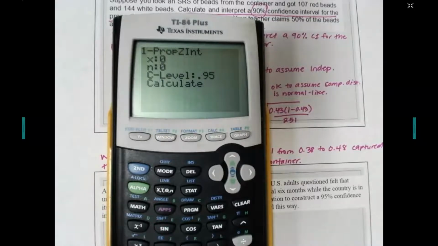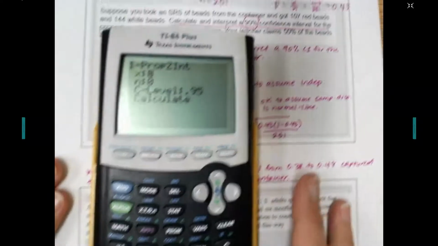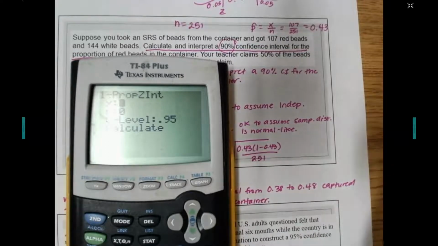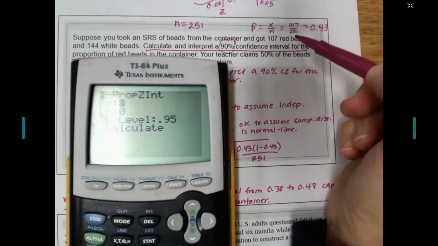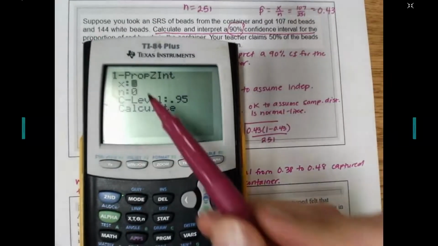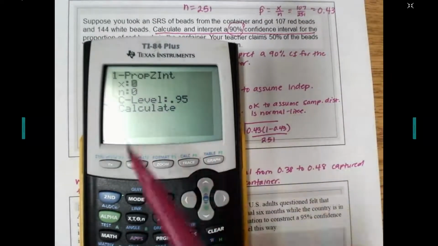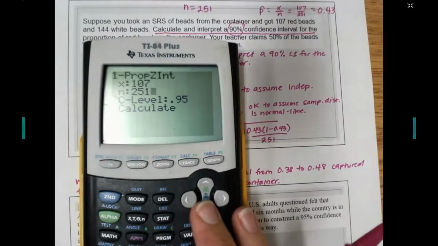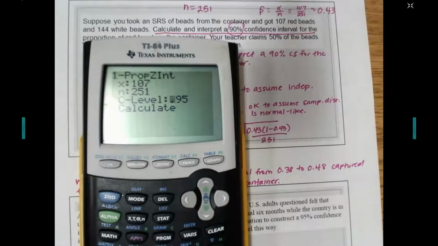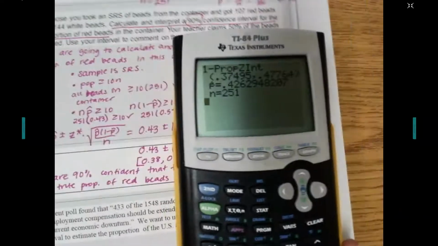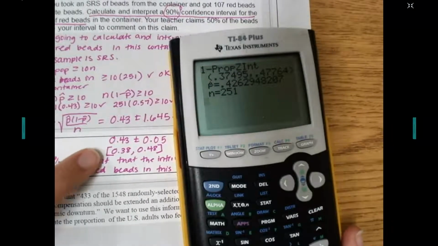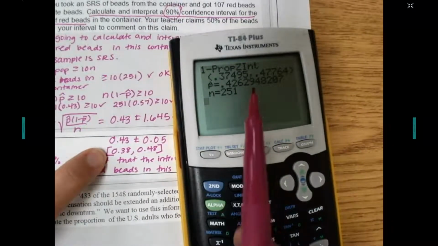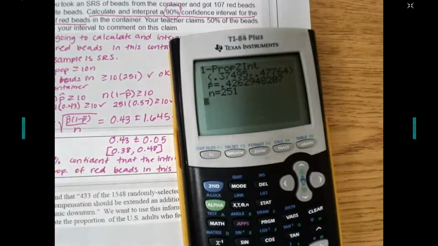It's going to prompt you for a couple of things. It's going to ask you for X and N. Well, we have X and N, right? We just talked about that. X is how many of what I'm looking for. N is the total number in the sample, right? Now, be careful. Do not put decimals in for X or N. These are counts. If you put decimals in, it will give you an error. So X is 107 because there were 107 red beads, and N is 251 because there were 251 of them. C level is just your confidence level, so that's 90% or 0.9. And then if you hit calculate, notice that is exactly what we got. Actually, a little bit more accurate, right? Voila. All right, let's try another one.